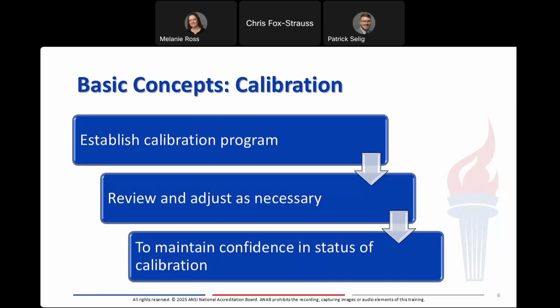Continuing on with our basic concepts, the 17025 standard provides a general framework for calibrations in clause 6. The laboratory should establish a calibration program and review and adjust that program as necessary. The point of the calibration program is to maintain confidence in the status of the calibrations of the measuring equipment.